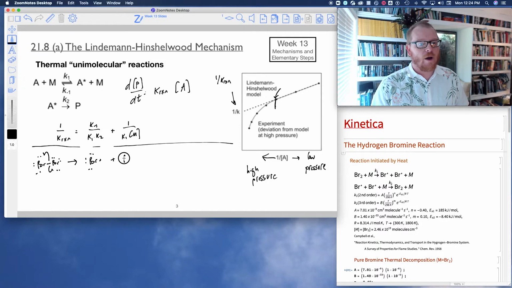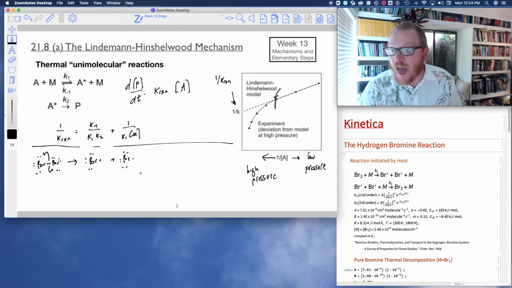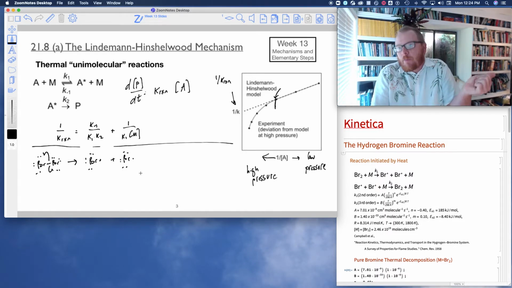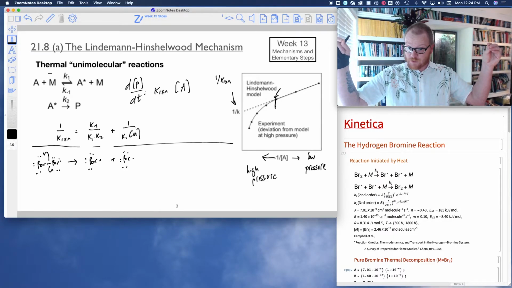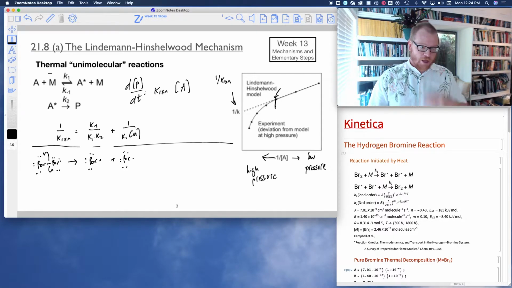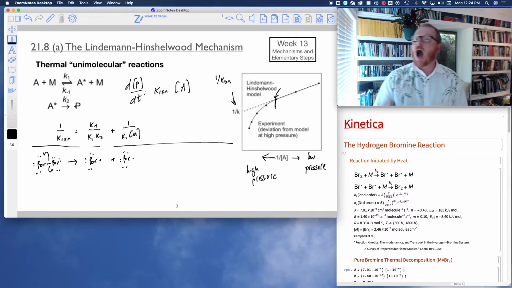So now I get one bromine radical and another bromine radical, okay? But how does a bromine just do that? How does a bromine just fall apart on its own? Well, it doesn't. It needs one of these collisional partners to slam it and cause the bond to break. So there's very much a Lindemann-Hinshelwood mechanism going on here with the thermal decomposition of bromine.